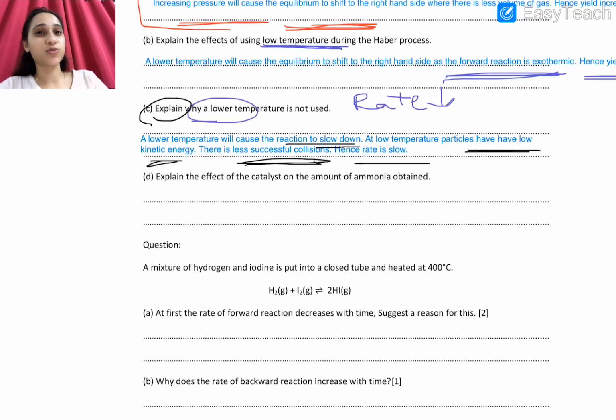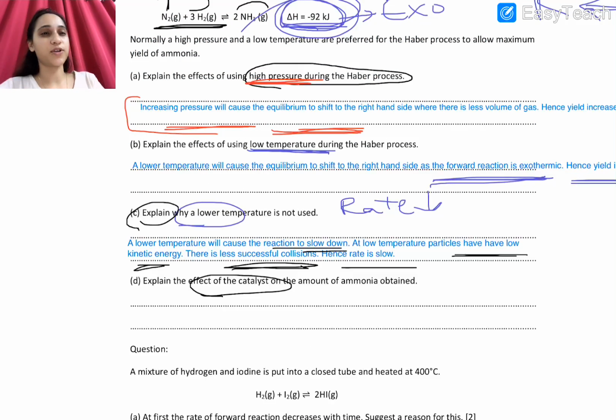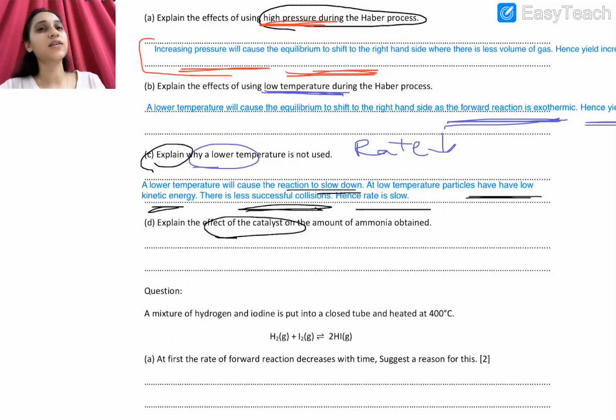For you to be able to change the yield, you can only change temperature, pressure, or concentration. But for you to be able to change the rate of a reaction, you'll have to add a catalyst, or alternatively you can also change temperature, because high temperature gives high rate. But to affect yield, there's only temperature and pressure, and this is only because of the equilibrium. Shifts in equilibrium will affect the yield, but a catalyst will affect the rate.